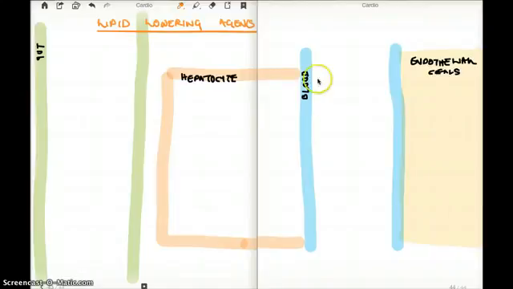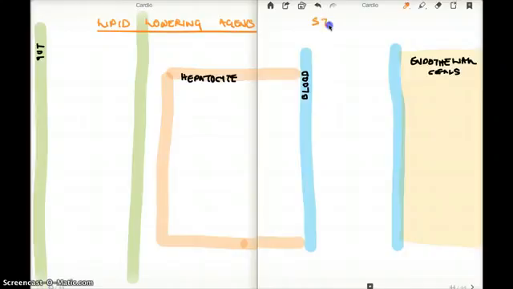So, the first drug that I'm going to be talking about are the statins. Okay, the most commonly used lipid-lowering drug is statins. So, let's get right into it. So what statins does is it inhibits HMG-CoA reductase.